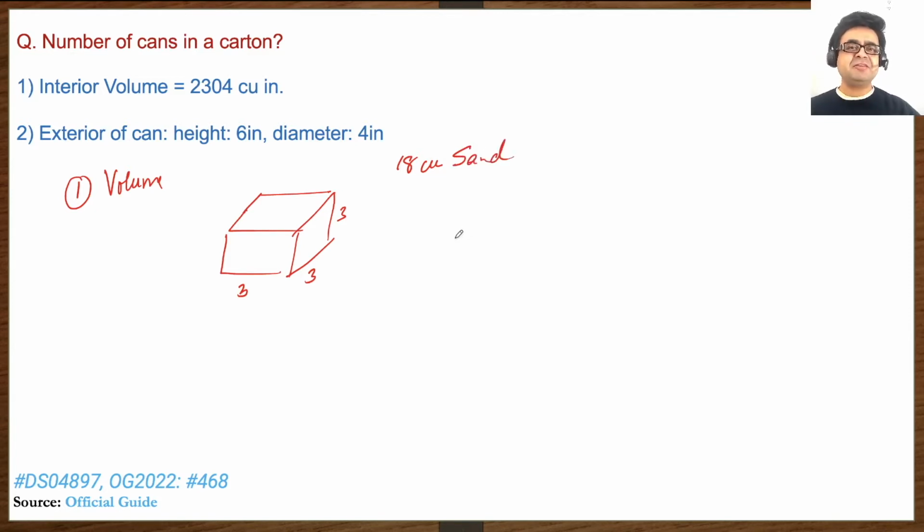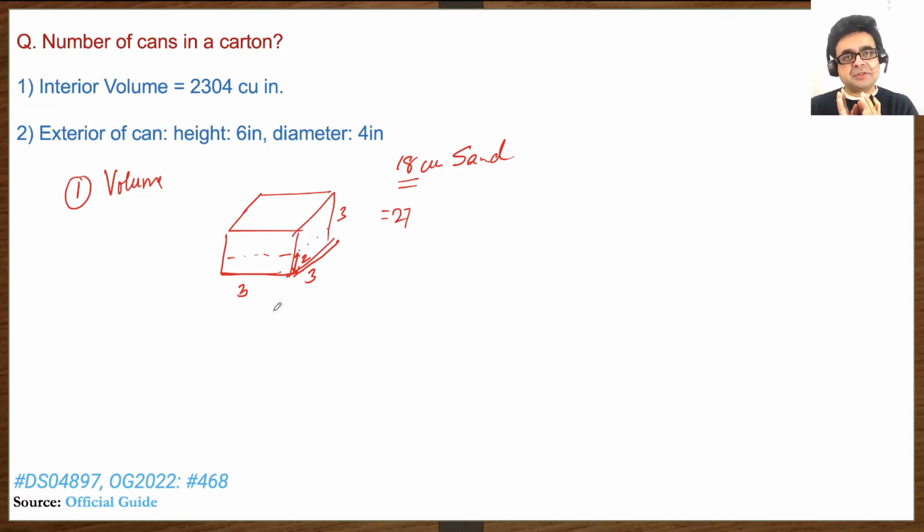I can very easily figure out that since 3 multiplied by 3 multiplied by 3 is 27, the sand can easily fit into this box, and I can even go one step further and figure out that if the base is 3 multiplied by 3, which is 9, the height would be 2, which makes it 3 multiplied by 3 multiplied by 2, which is 18 cubic units. So that is when you are filling in sand, which can take any shape and form.